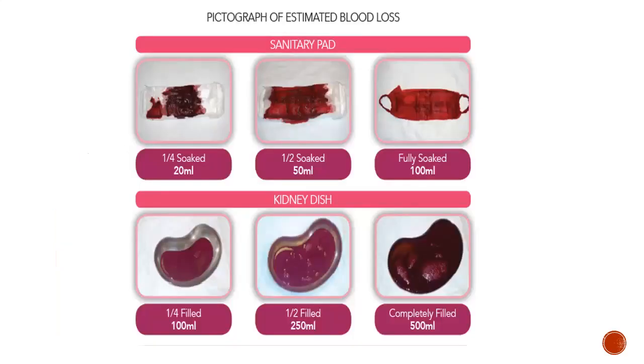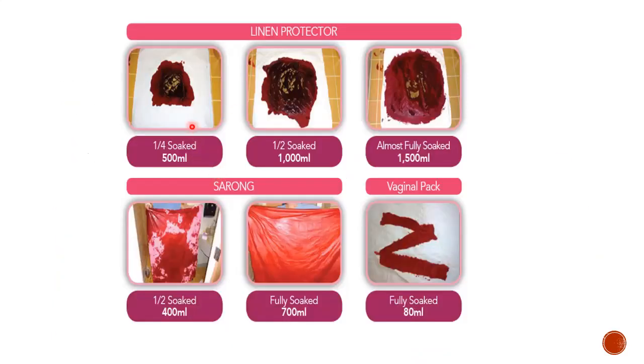So this is how you visually estimate the blood loss. This is very important; you have to remember it. You will find this pictograph in the labor ward. One pad fully soaked is 100 cc. One kidney dish full is 500 mL. For the linen protector, a quarter soaked is 500 cc, half soaked is 1 liter, almost fully soaked is 1.5 liters. And look at the sarong: half soaked is around 400, fully soaked is 700 cc, and a vaginal pack is 80 cc. So these are the common things that we use in the labor ward.